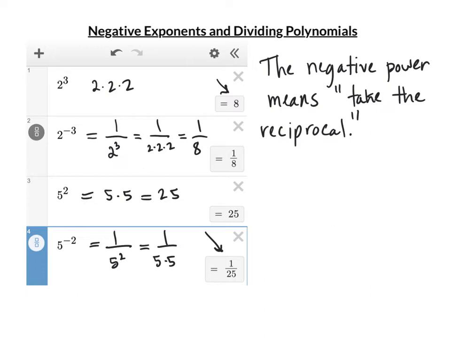In the second and third examples, 2 to the negative third was 2 to the negative third over 1. I can always put any number over 1 because anything divided by 1 is itself. And when I took the reciprocal, it became 1 over 2 cubed, which was 1 over 8. 5 to the negative second was 5 to the negative second over 1. And when I took the reciprocal, it became 1 over 5 to the second, which was 1 over 25.